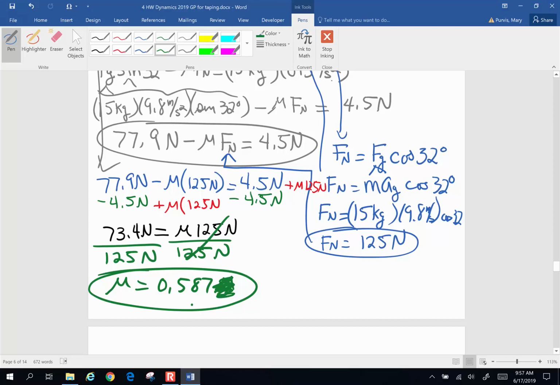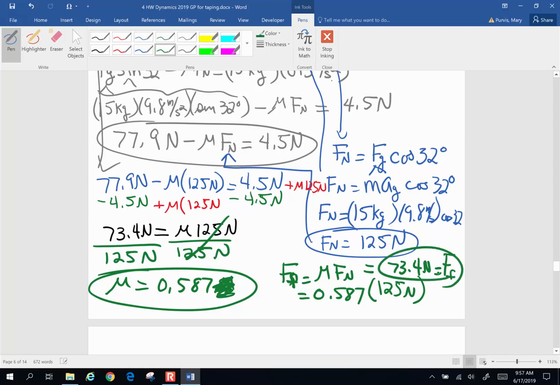So what am I going to get for my friction force? Friction force then is equal to mu times normal force. Well, that's going to be 0.587 times my normal force of 125 newtons. So that times 125, I end up with a friction force of 73.4 newtons. Could have done it in slightly different order. I just happened to do it this way on this day.